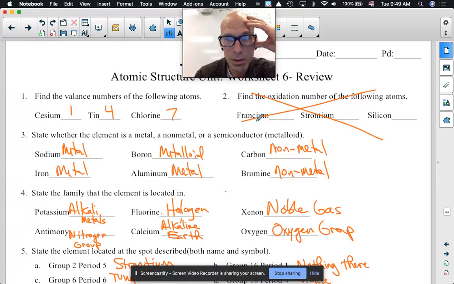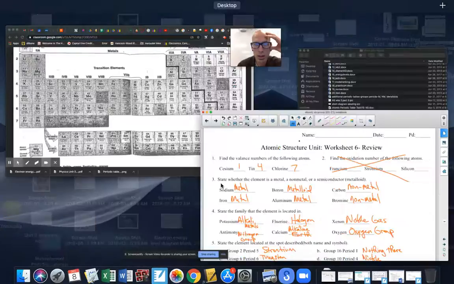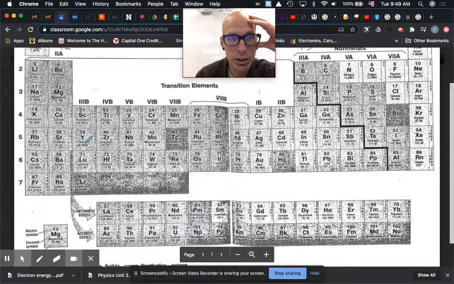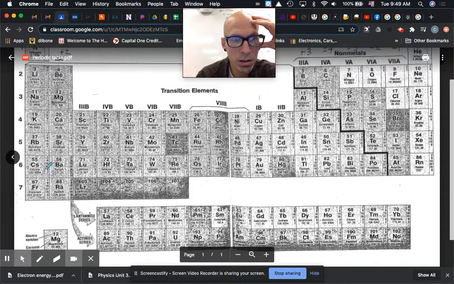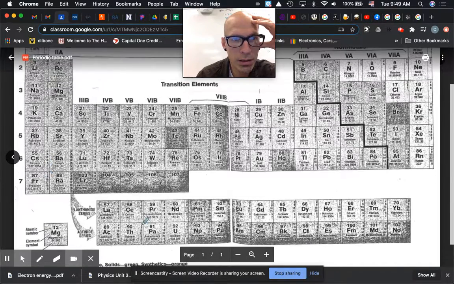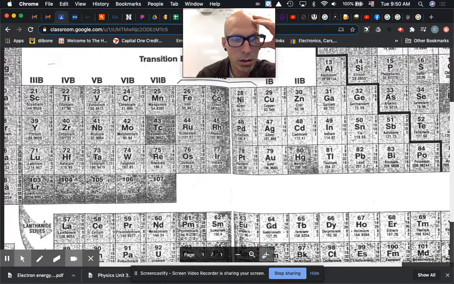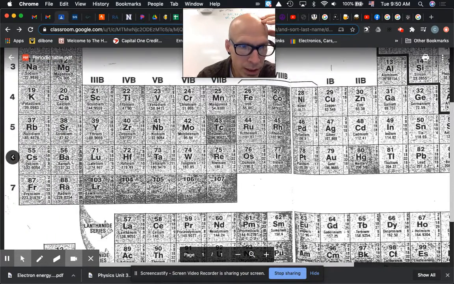For the valence numbers, again, I told you no on the oxidation numbers, you don't have to know that. But for the valence numbers, cesium, well, first of all, trying to find cesium might be an issue, because it's not one of the ones that you were supposed to have known. But cesium is down here, number 55. And if you look way, can I actually zoom in further? Oh, look at that, cesium right there.